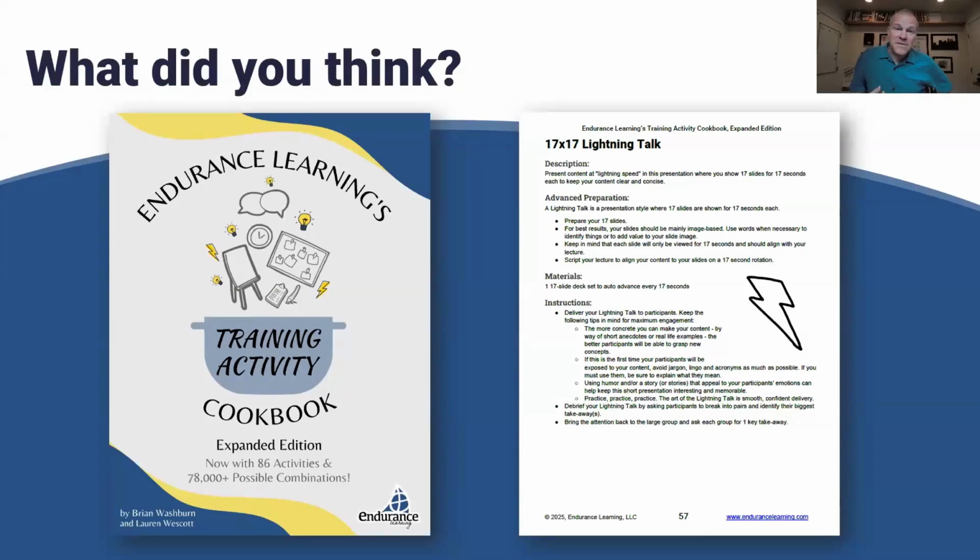The 17 by 17 format forces you to simplify things because if we have some concepts, sometimes we can drone on about it for a long time and our learners can get confused or lost in the details. So this really forces you to keep things tight.